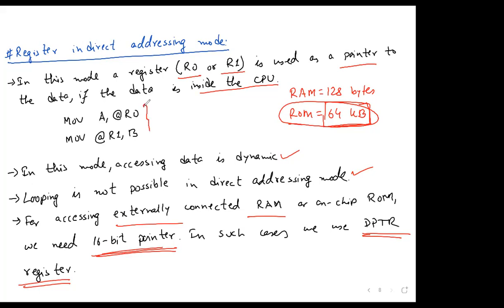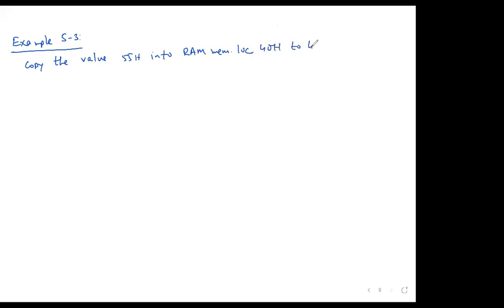Then for those who are still confused about these two points, which I have not yet explained, it will be very clear. Again, writing is optional. This is example 5.3, the exact same thing as in your book. So the question is: copy the value 55H into RAM memory locations 40H to 45H. There are three solutions.